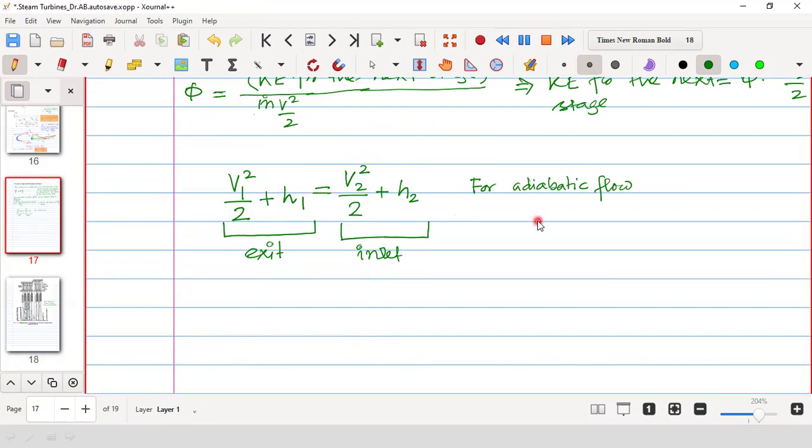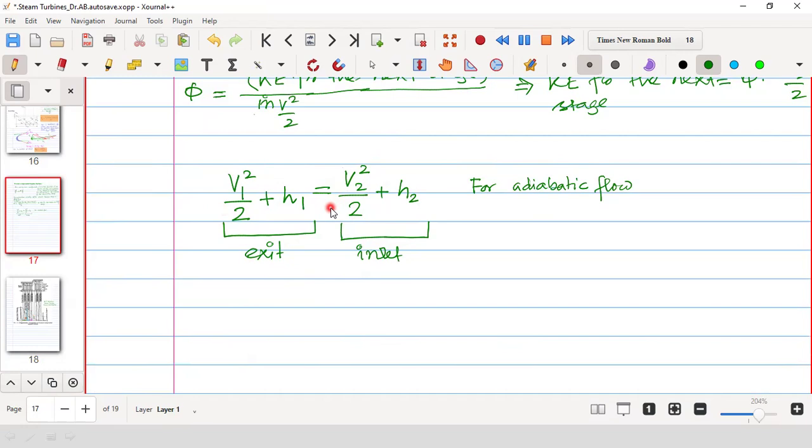The V2 square by 2 plus H2, is it the nozzle inlet? Inlet to the nozzle, yes. Now actually it should be phi. In the actual situation it will be multiplied with phi. Ideally it is like this. Actually V2 should be multiplied with phi. So there is already a loss.